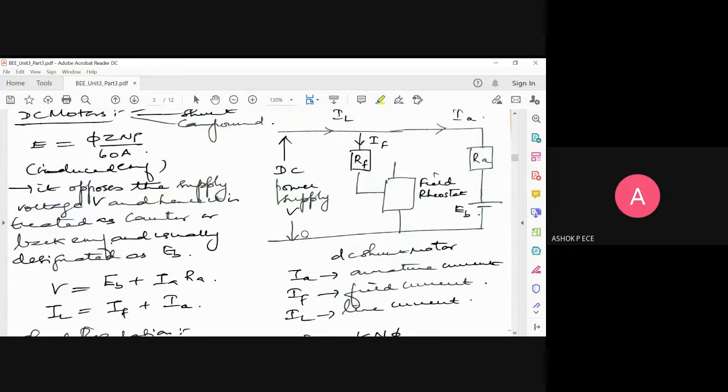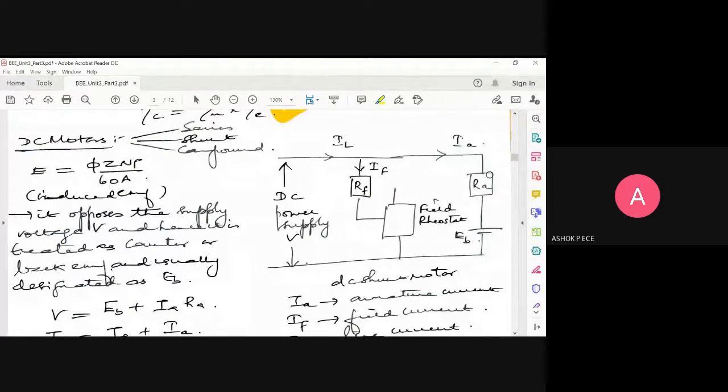Okay, so shunt motor. The diagram you are seeing is a shunt motor, because you see RA and RF are parallel. If RF is somewhere here, it will be a series motor. If RF is present both here and here, it is going to be a compound motor. Compound motor is a combination of series and shunt. It has two windings, one in series with the armature, one in shunt with your armature.